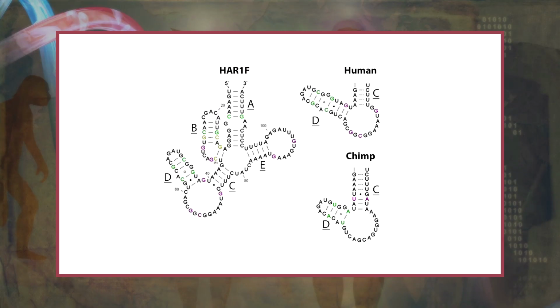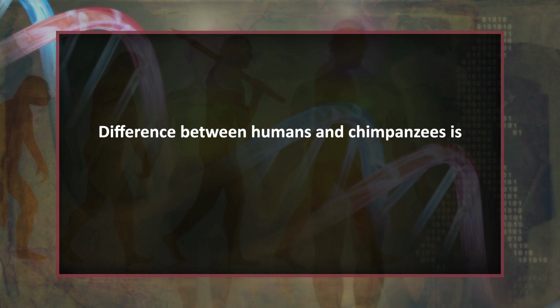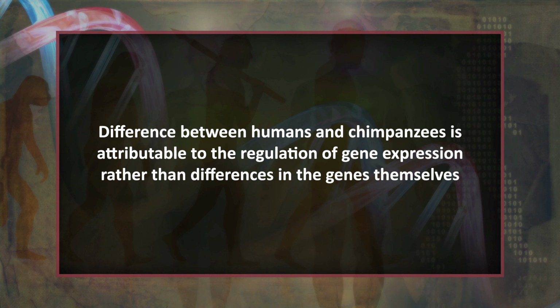Two examples are HAR1F, which is believed to be related to brain development, and HAR2 that may have played a role in the development of the opposable thumb. It has also been hypothesized that much of the difference between humans and chimpanzees is attributable to the regulation of gene expression rather than differences in the genes themselves. Analysis of conserved non-coding sequences, which often contain functional and thus positively selected regulatory regions, addresses this possibility.